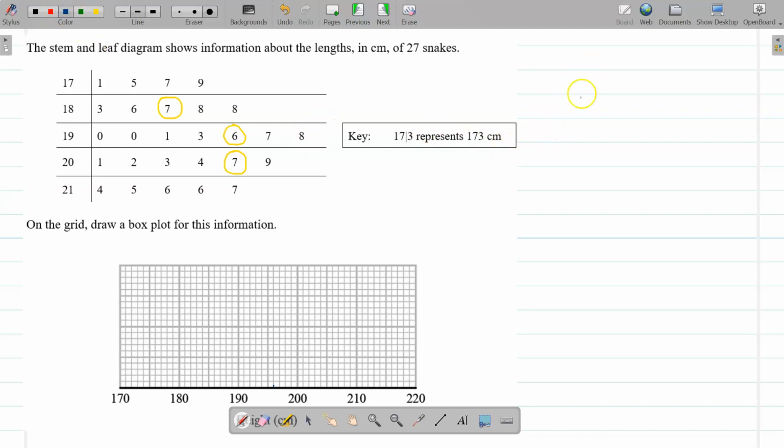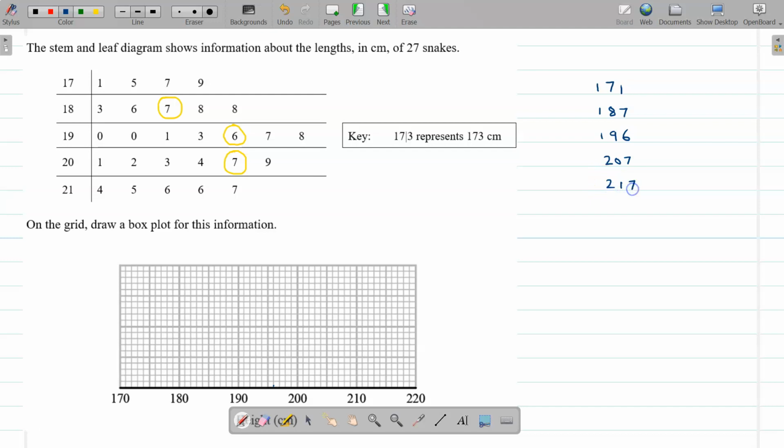The first one is the lowest number, which is 171. Just use the key to understand what this means, 171. Then the lower quartile is 187. The median is 196. The upper quartile is 207. And the largest number is 217.